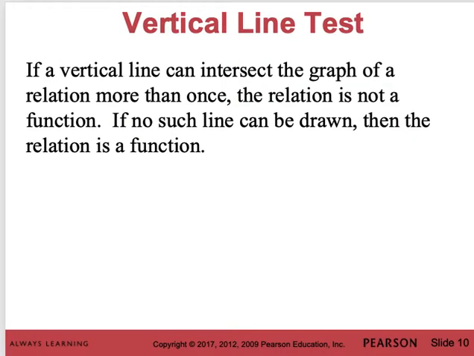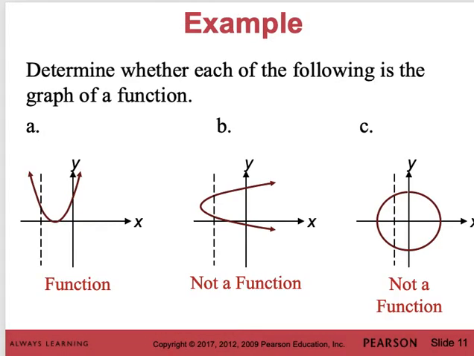We have what's called a vertical line test. If a vertical line can intersect the graph of a function more than once, the relation is not a function. If no such line can be drawn, then the relation is a function. Here are some examples. The parabolas that faced upward are a function because if I draw a vertical line, it only intersects one time. The one that we saw last that was facing to the right is not a function. And why is that? Because there are two x values that have different y values, so that's not a function.